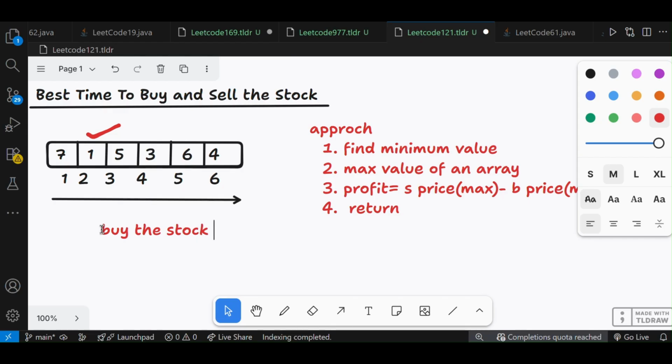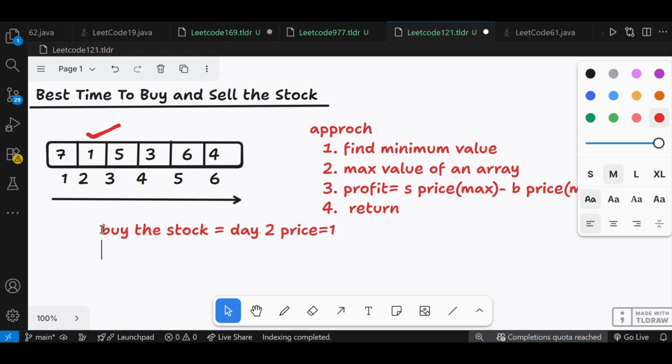So which day do I buy the stock? I buy the stock on day two. Okay, day two of my stock, and the price is what? The price is equal to 1. So on day 2, I buy the stock with price 1.